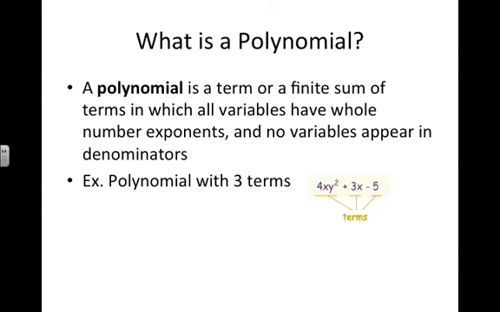If you'll remember from Algebra 2, a negative exponent is just a way of saying, oops, use the reciprocal of the base. So use the reciprocal of the variable. So it's kind of hiding the fact that the variable is really in the denominator. Here's an example of a polynomial with three terms, 4xy squared plus 3x minus 5. We've got three little terms there.